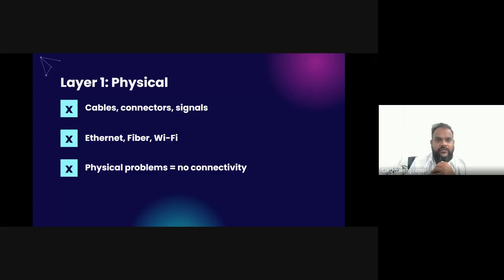Physical problem equals no connectivity. This layer includes cables, connectors, and physical signals. The most issues you'll have are loose cables, wrong ports, and broken connectors. These are all considered layer 1 issues.